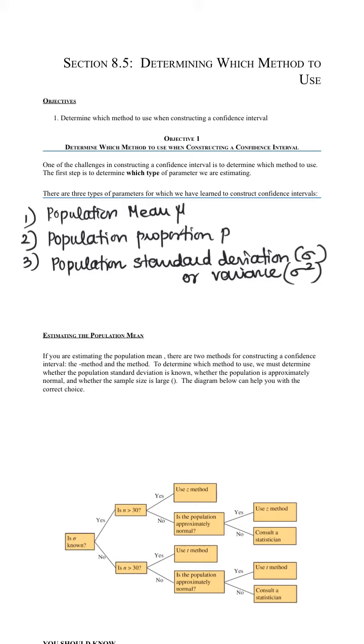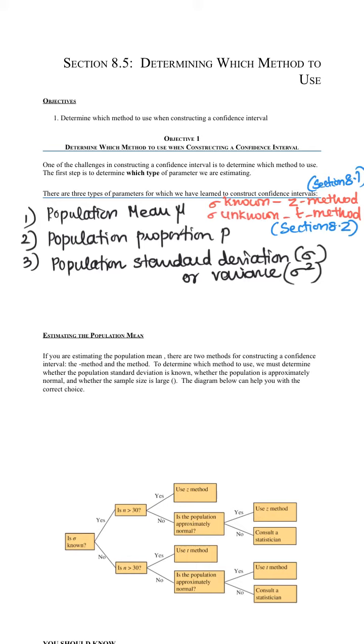There are two methods for constructing a confidence interval for a population mean: the Z method and the T method. If sigma is known, use the Z method. If sigma is unknown, use the T method. The Z method is explained in section 8.1 and the T method is in section 8.2.